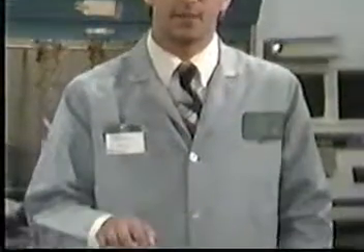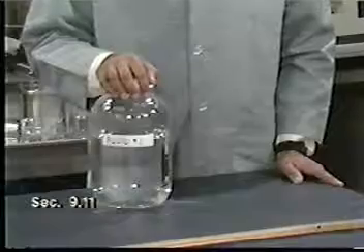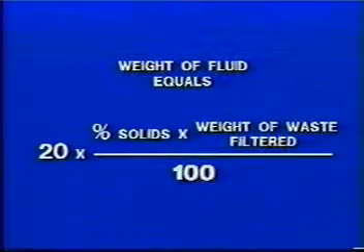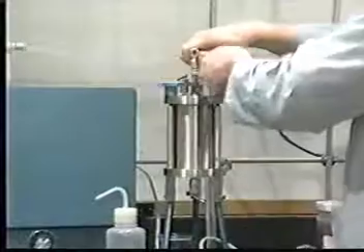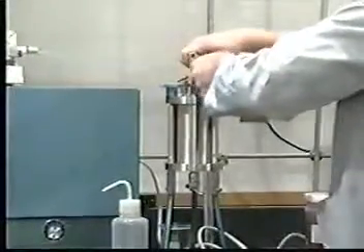The extraction fluid to use in ZHE TCLP is always fluid number 1. The leaching of volatiles has been shown to be unaffected by the pH of the leaching media. The amount to be added is 20 times the weight of the solid in the extractor. Use the following formula: weight of fluid equals 20 times percent solids times weight of waste filtered, divided by 100. With the ZHE again in a vertical position, attach a line from the fluid reservoir to the liquid inlet-outlet valve.